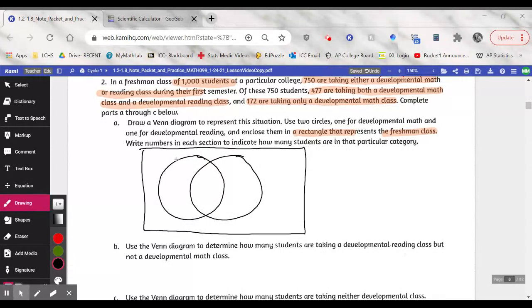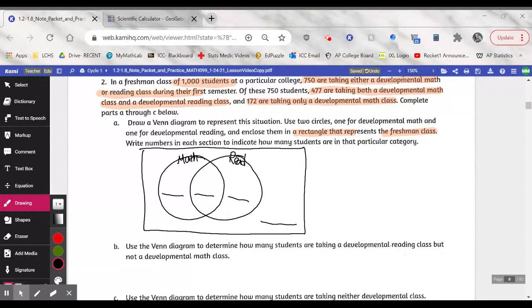One of the circles will represent those that took the developmental math, and the other will represent those that took the developmental reading. Now, something that I want us to realize here when we do this is we're going to place numbers in 3 different locations, because remember, you're going to have some students that take just the math. You're going to have some students that take just the reading, which would be this part over here. You're going to have some students that take both, and you're going to have some students that take none.